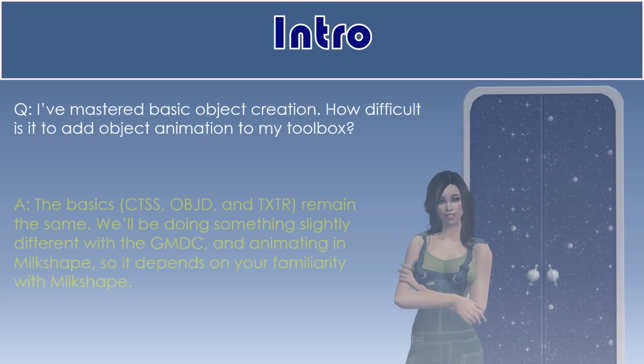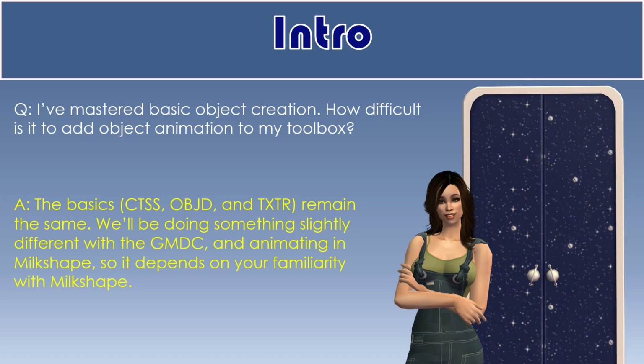So I mastered basic object creation. How difficult is it to add object animation to my toolbox? So the basics, that's the CTSS, OBJD, and TXTR, remain the same. What we'll be doing differently is the GMDC. And so we're exporting a GMDC, we're animating it in Milkshape. And so this depends on your skill in Milkshape.